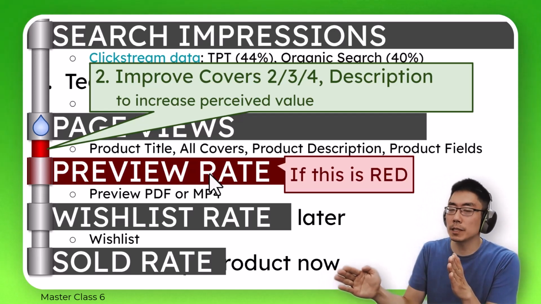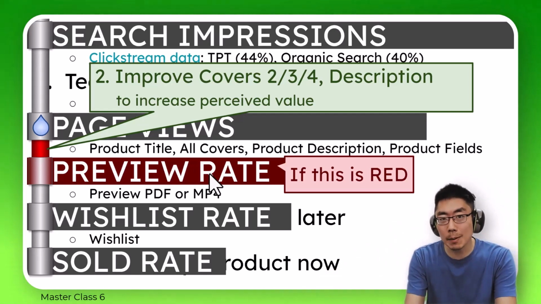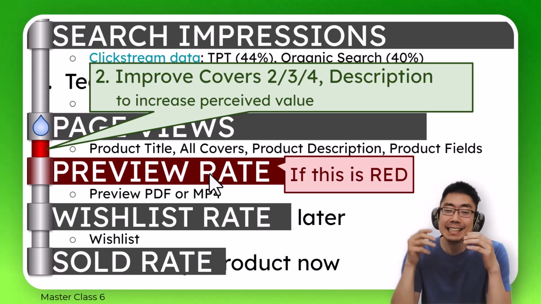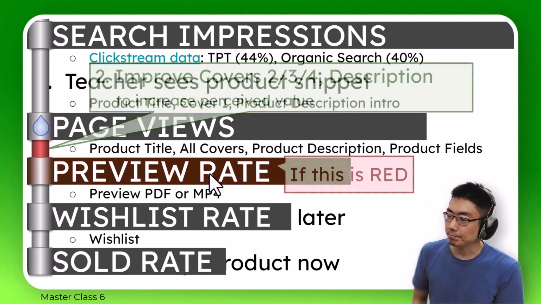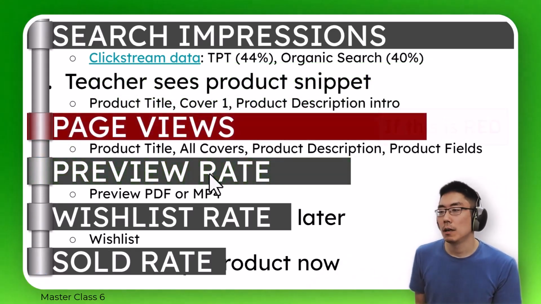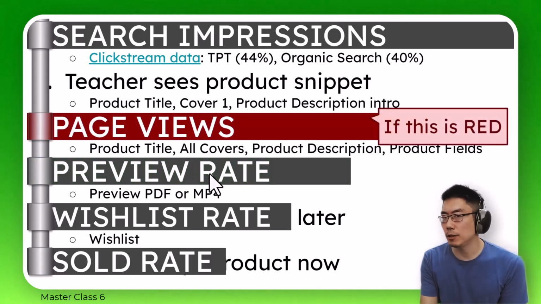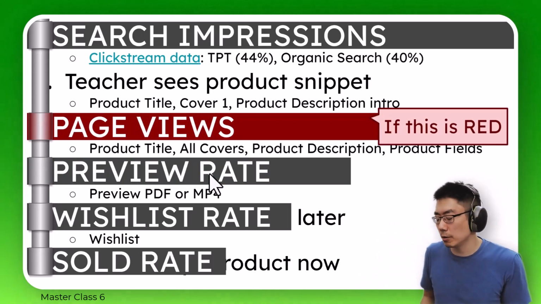Improve the description so that the teacher reading the description is like, oh my gosh, you are describing my pain point exactly. This is exactly what I need. I'm gonna get it, right? And then hopefully your preview rate becomes green. What if your page views are low? And what if that section is red? So it's under 300 or it's under whatever.